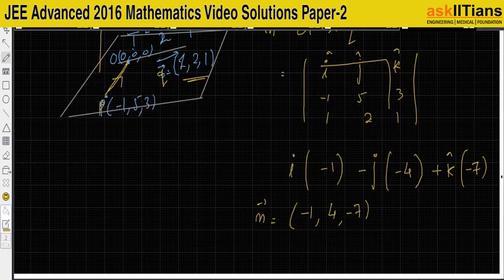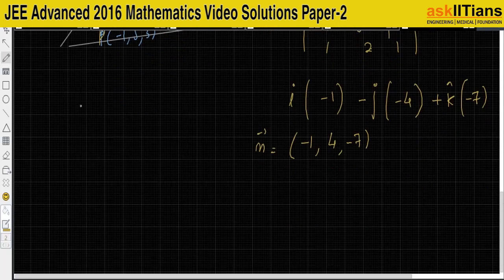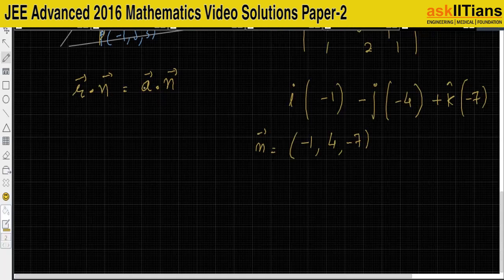And so now I can write the equation of the plane by using this: R dot n is equal to a dot n. What is a? A is some point which is lying on this plane, right? So I can take a as the origin, because I know that the origin is lying on this plane. So R will be (x, y, z) dot the n vector, which is (-1, 4, -7), and this will be equal to 0, because the dot product of any vector with the origin will be 0.